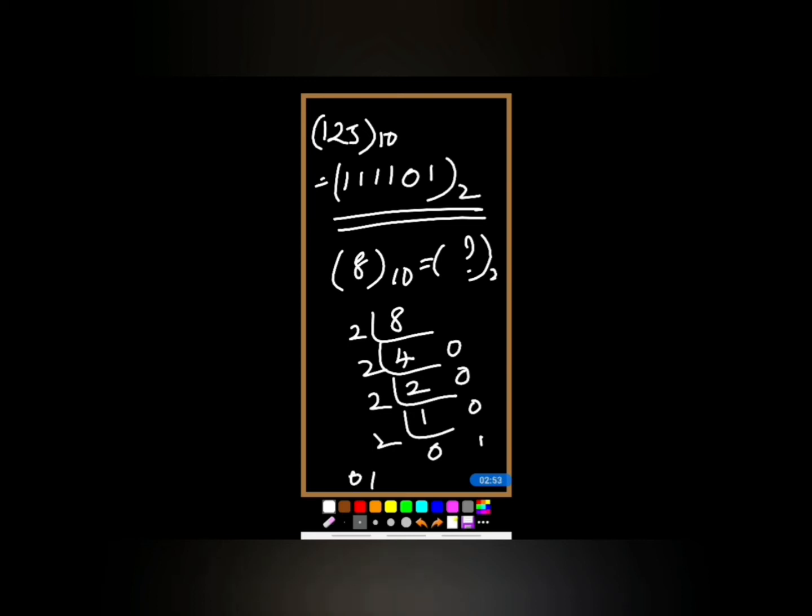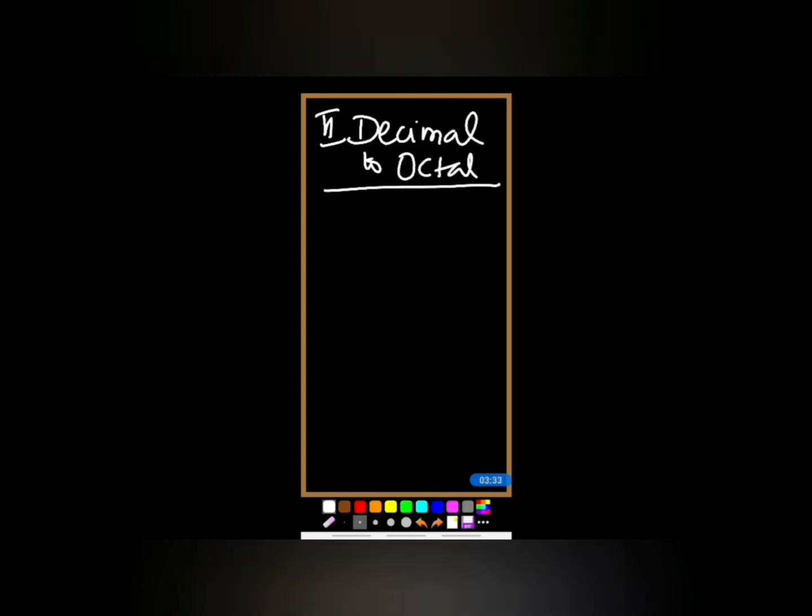0, 1, 0, 0, 0. This is the answer of this one, the decimal conversion. Second one is decimal to octal.